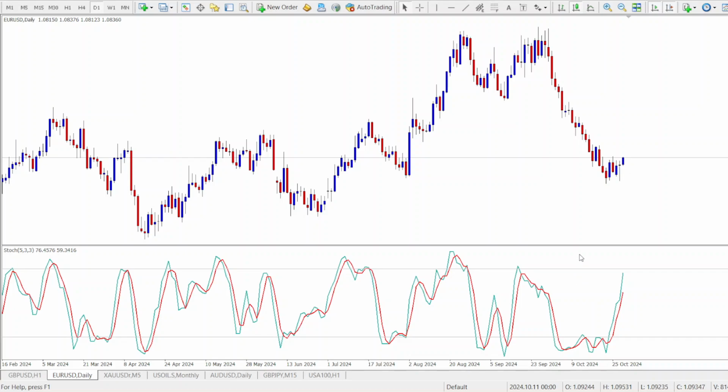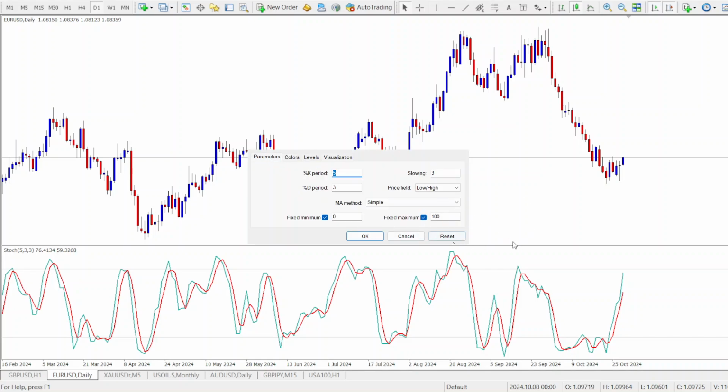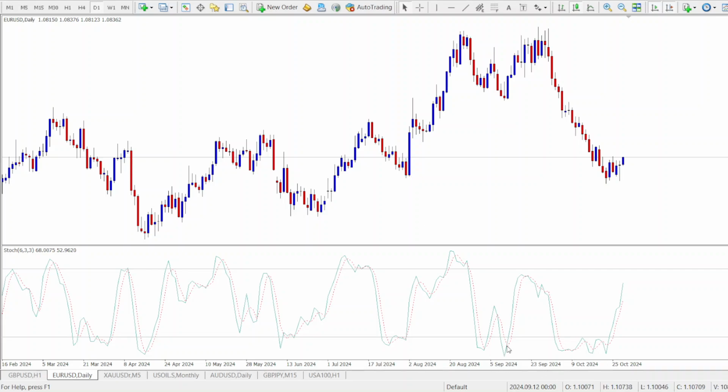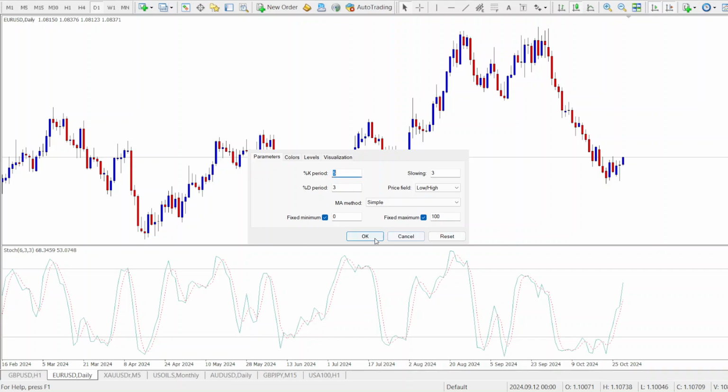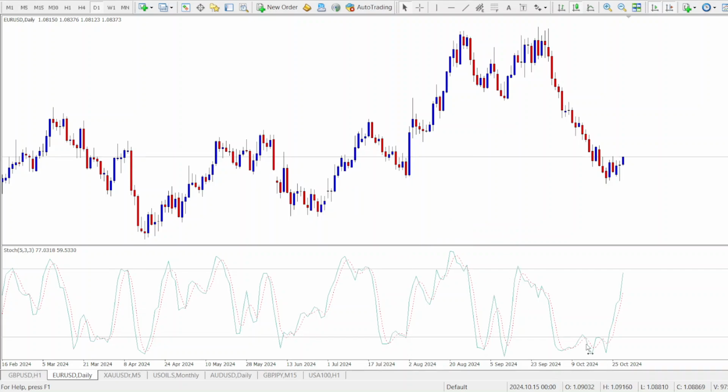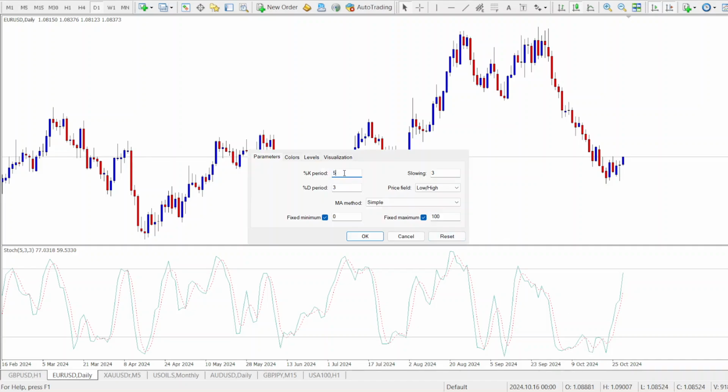All right, now that we understand the basics, let's get into the nitty-gritty of the best stochastic settings for swing trading. Now, the default settings for the stochastic, let's reset this. Okay, so we can see that the default settings for the stochastic, as we have here, is the 5 for the percentage K, the 3 for the percentage D, and the 3 for the slowing.